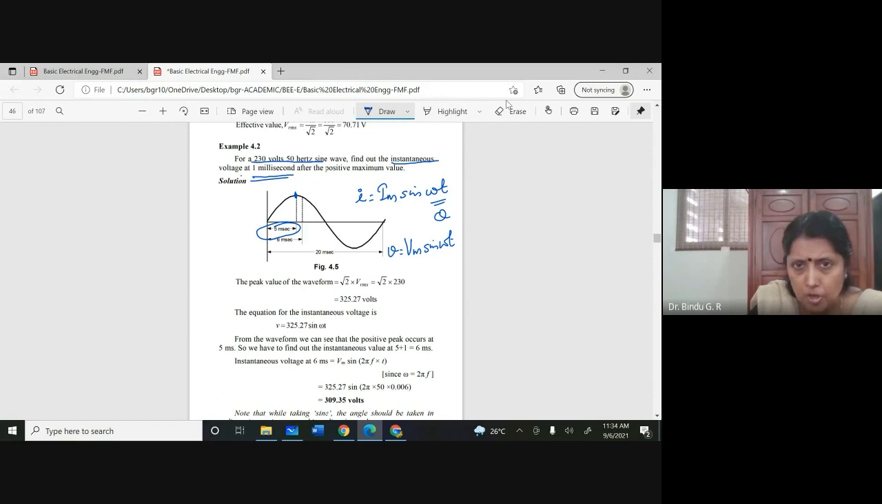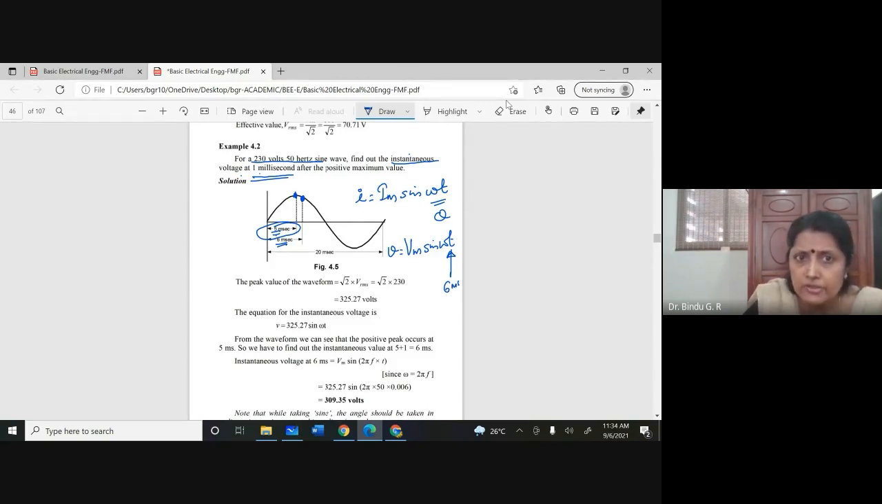Now, in the problem, it is asked to find out the instantaneous voltage at 1 millisecond after the positive maximum value. Positive maximum value occurs at 5 milliseconds. Which means I am asked to find out this instantaneous value at 6 milliseconds, 1 millisecond after the positive maximum. Positive maximum means in the positive half cycle, the positive maximum is occurring at 5 milliseconds. The waveform gives that it's 5 milliseconds. So I am asked to find out the instantaneous value at 6 milliseconds, which means I am fixing this time as 6 milliseconds.